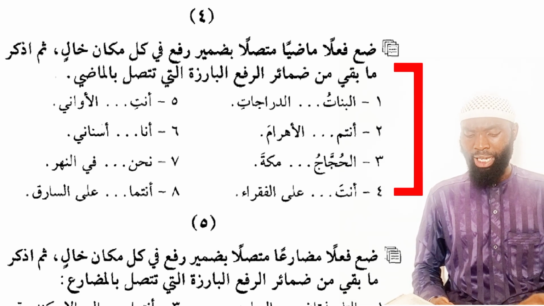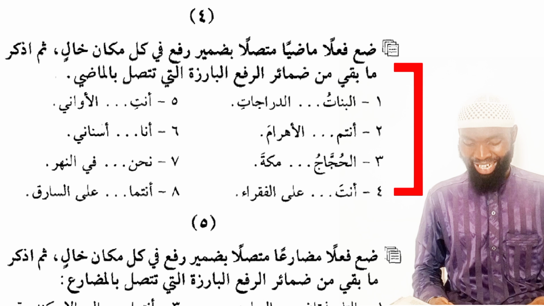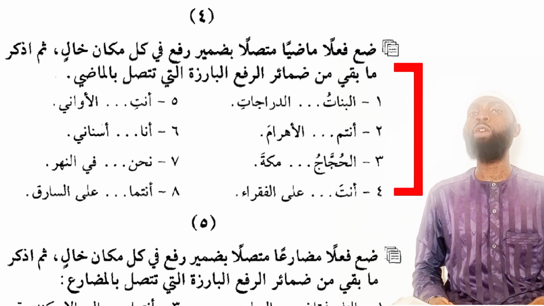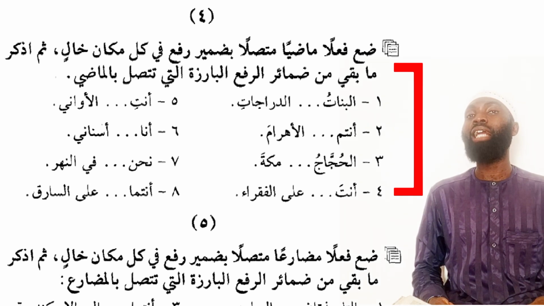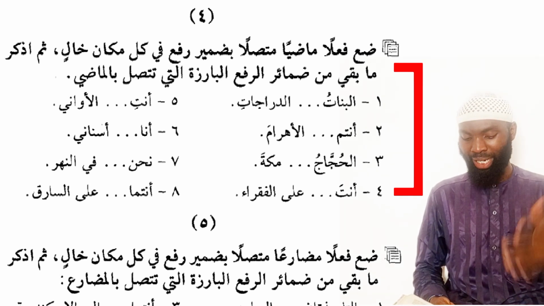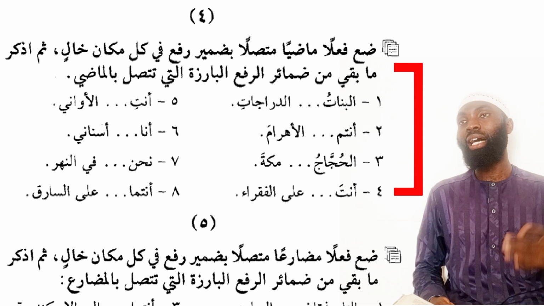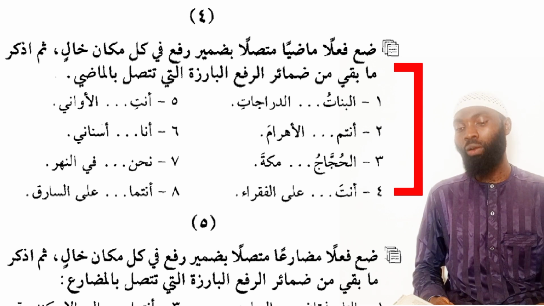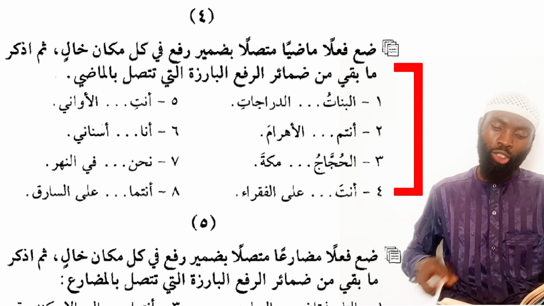The first one you have al-banatu ad-darrajat. You can see al-banatu rakibna ad-darrajat. Number 2, you have antumul ahram. I can say antum tazuruna al-ahram. Number 3, al-hujjaju makkata. Al-hujjaju safaru ila makkata. Then anta ala al-fuqara. Anta taddaqta, anta atafta ala al-fuqara. Then you can see the remaining, solve them and mention the pronoun that you did not use.